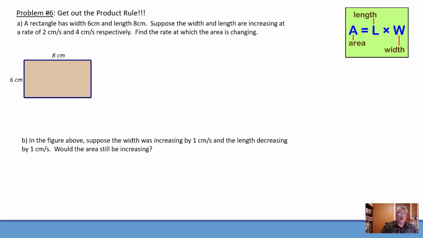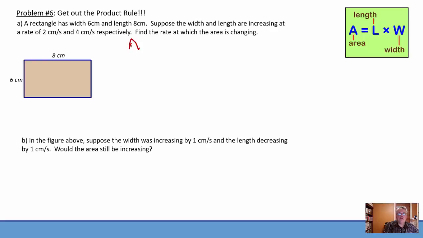All right, we have two examples left. This one's going to be a little bit different. This time, we have a rectangle, and we're going to need the product rule when we take the derivative. So it says a rectangle has width 6 and length 8. Suppose the width and length are increasing at 2 centimeters per second and 4 centimeters per second respectively. Find the rate at which the area is changing.